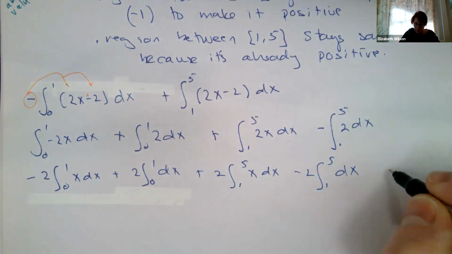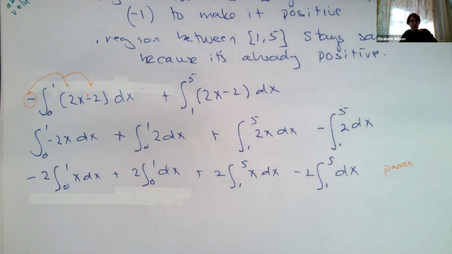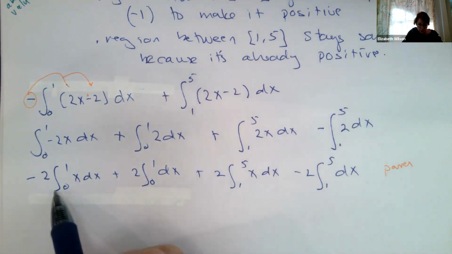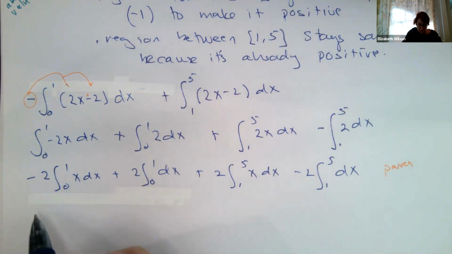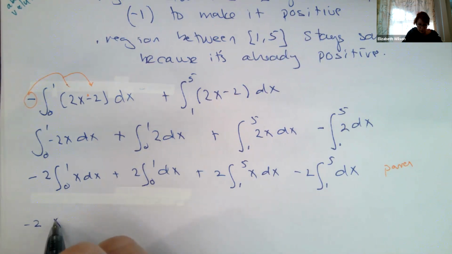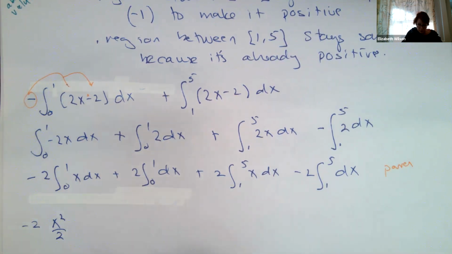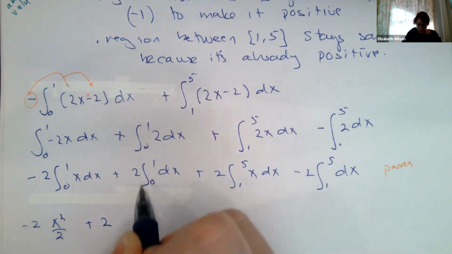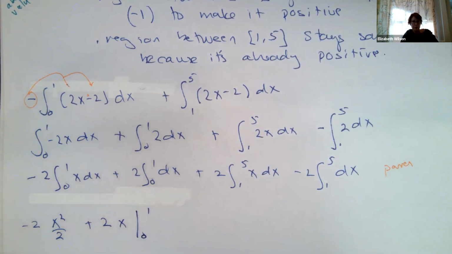The hardest part in these is the setup, right, where we're trying to figure out which region is positive and negative and what I have to do with that. Okay, so let's go ahead and do this. So this is going to become minus 2 times x squared over 2 plus 2 times x, and we're evaluating that portion from 0 to 1.